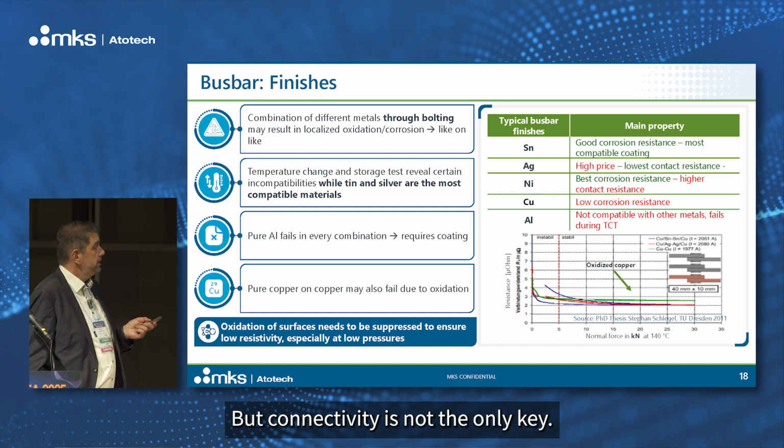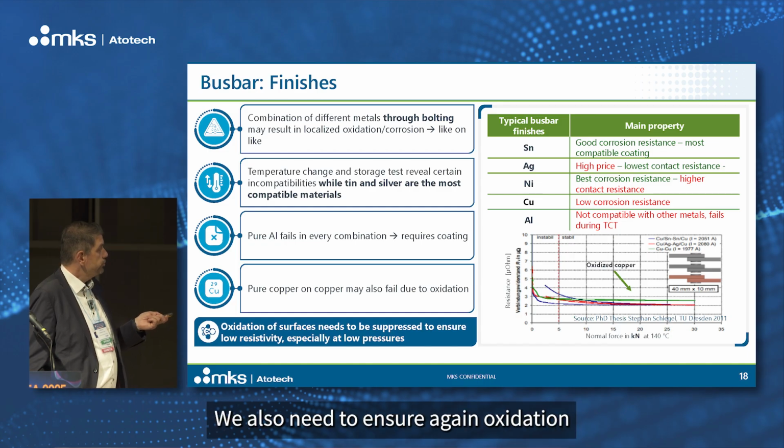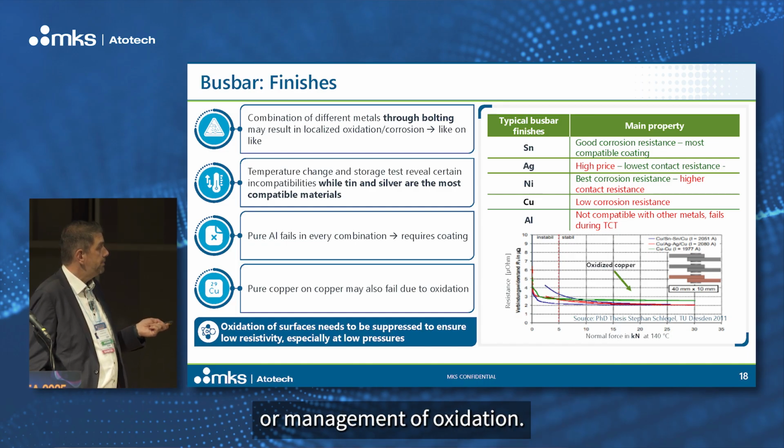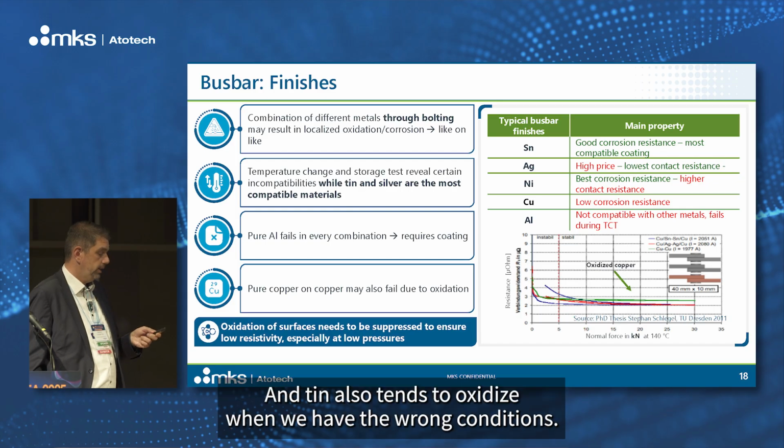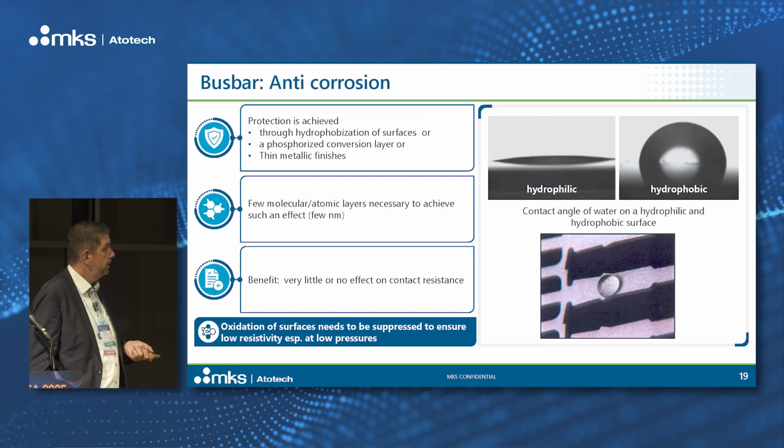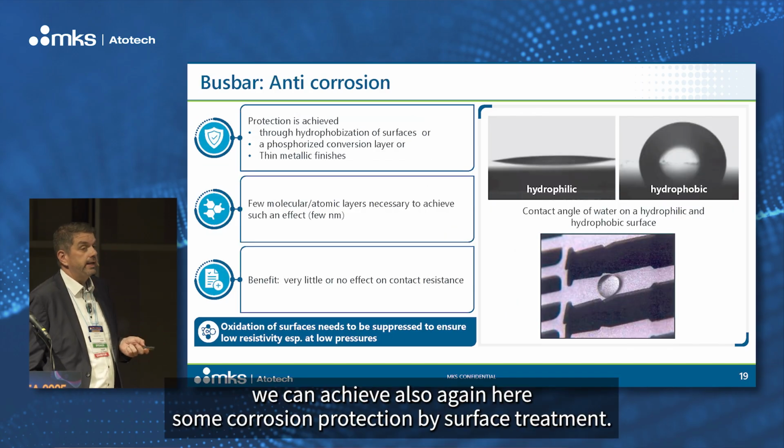But conductivity is not the only key. We also need to ensure management of oxidation. Tin also tends to oxidize when we have the wrong conditions, and therefore we can achieve some corrosion protection by surface treatment.